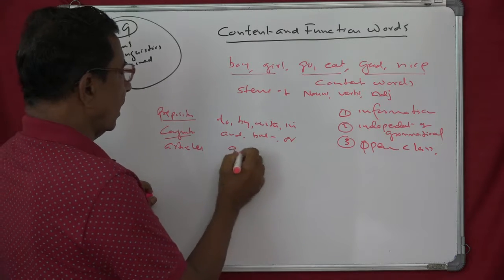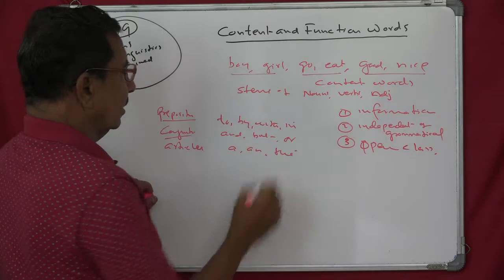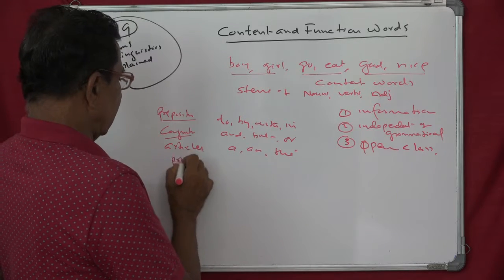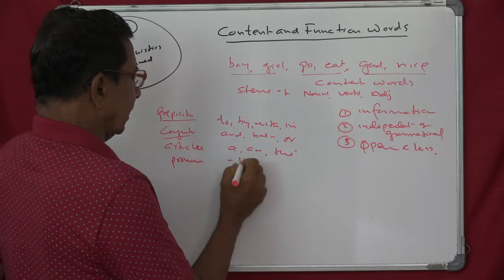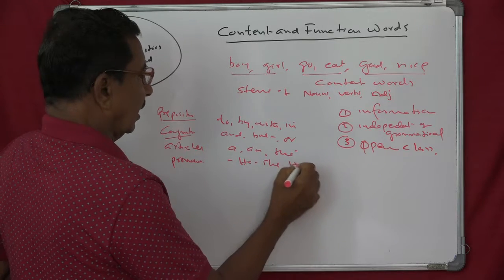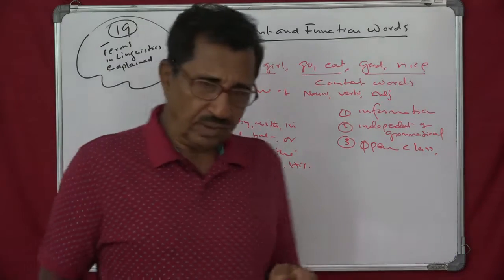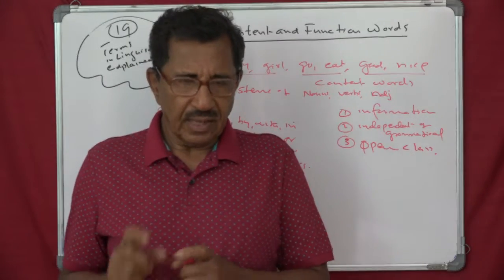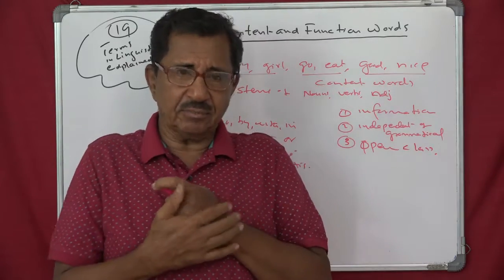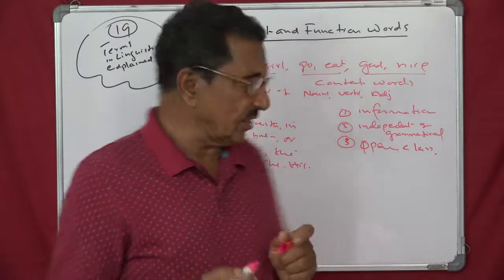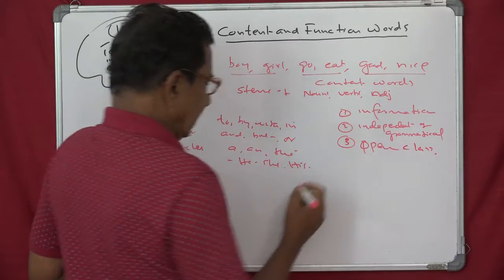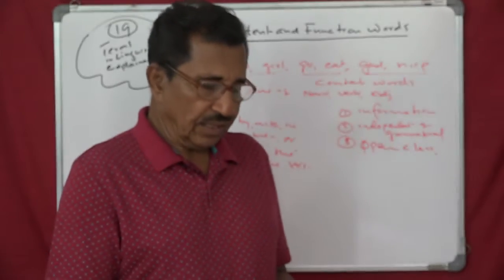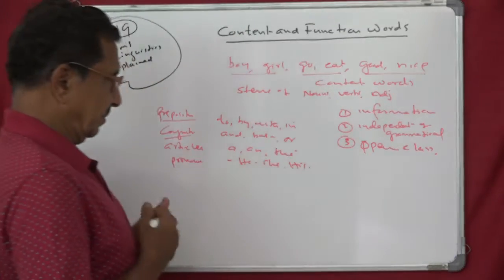Articles like a, and, the, isn't it? So you have got articles, then pronouns: he, she, his, and so on. These are pronouns. So we call them function words because they have a function: expressing syntactic relations between units in a sentence. So that is the function. They express syntactic relations.